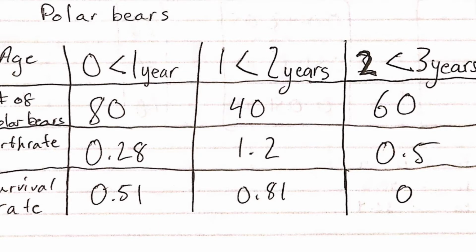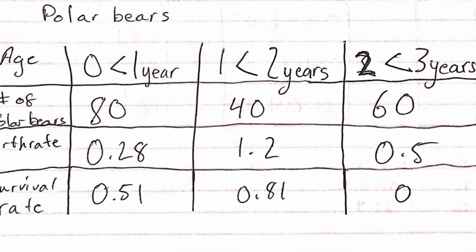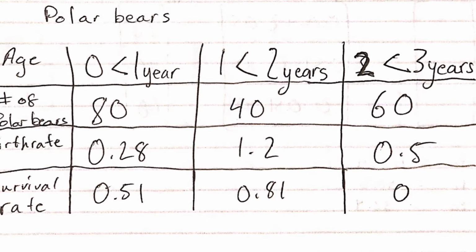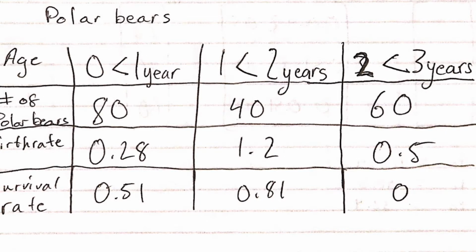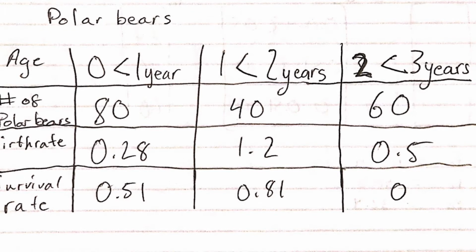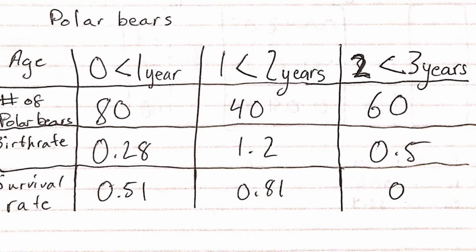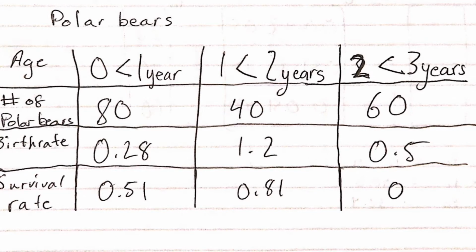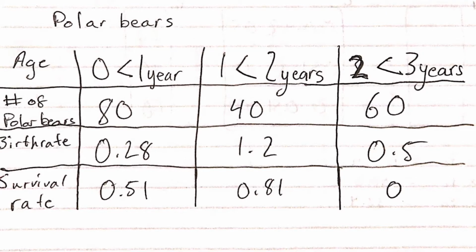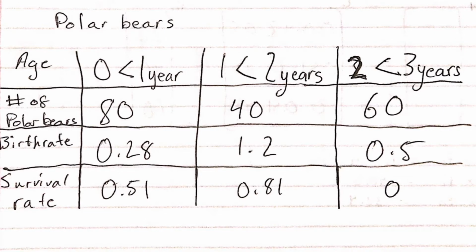And as you can see from the graph here, we've got the age of our polar bears: between 0 and 1 year old, 1 and 2 years old, and 2 and 3 years old. And then we have our number of polar bears for each age group. So we have 80, 40, and 60. And then we have the birth rate and survival rate of each of those populations. Our birth rate for 0 to 1 year old is 0.28, for 1 to 2 years old is 1.2, and for 2 to 3 years old is 0.5.